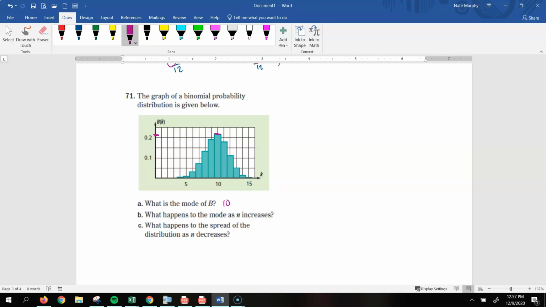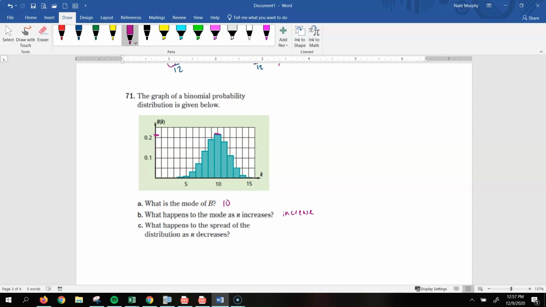What happens to the mode as n increases? So as n increases, the mode is also going to increase. Again, if you want to see how that works, you could set this up. You could do something similar to this in that one table, and play around with it and see what happens as n increases. What happens to the mode? Well, the mode also increases.